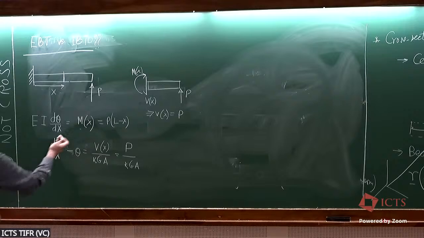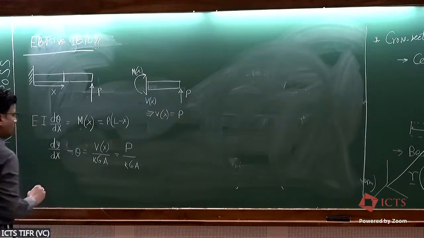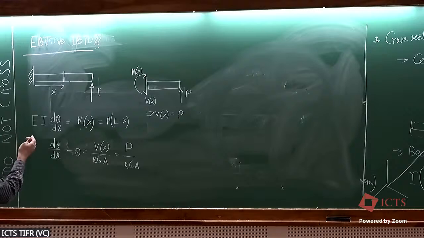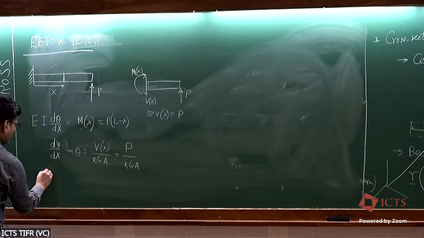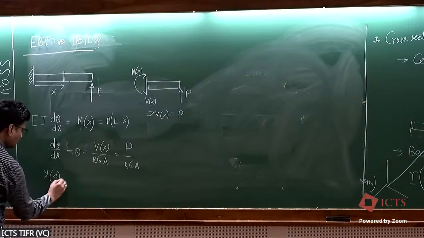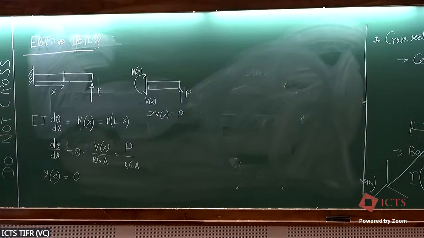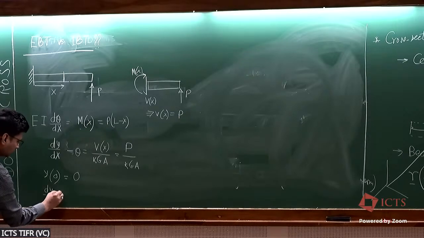So you have these two equations to solve, subject to the boundary conditions, of course. First is y of 0 is equal to 0, because this is a built-in end, it cannot move up and down. Can you guess what's going to be the next boundary condition? dy by dx equal to 0? Yeah, if you say dy by dx at 0 equal to 0, that is not right.